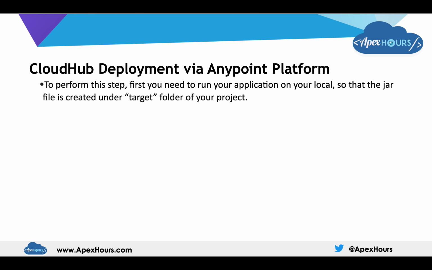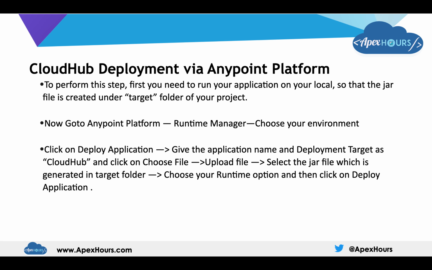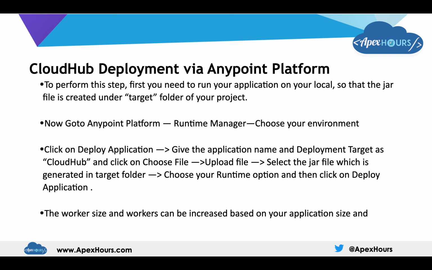So go to Anypoint Platform. We have already seen that we deployed an application, right? Earlier, in the second session itself. So you have to take the jar file that is created in your target folder, go to Anypoint Platform, Runtime Manager, choose your environment, and then upload your file. The worker size and workers can be increased based upon your application size.